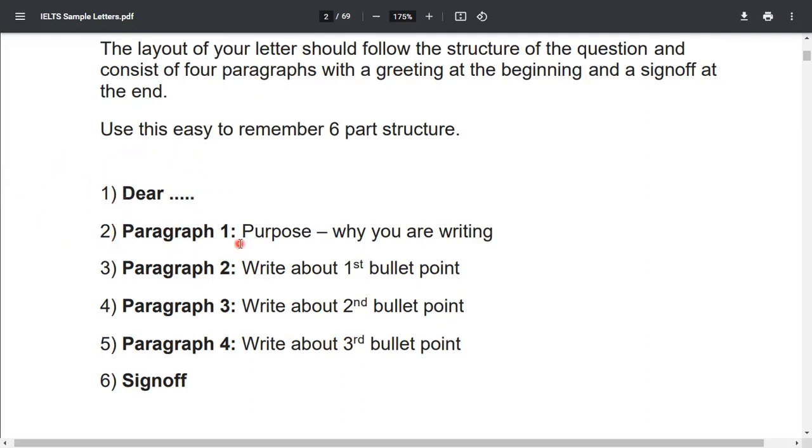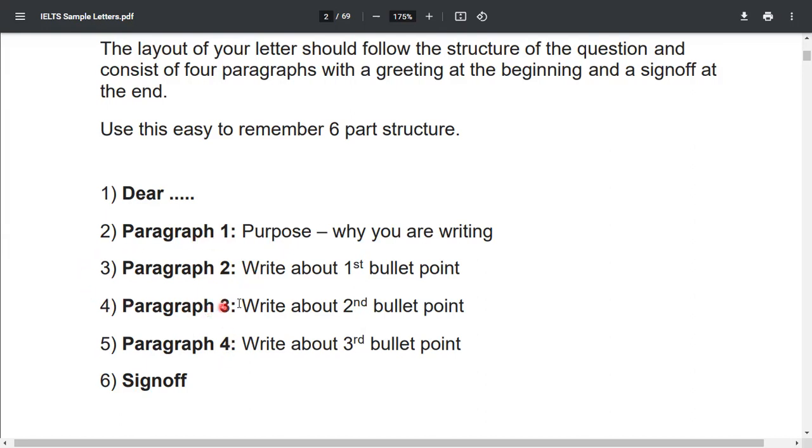And then you have paragraph 1, which is the purpose sentence. You need to write a short sentence answering why you are writing the letter. So it's actually excluded from the 3 questions. You have to write this yourself. So you have to write an intention or a purpose sentence saying, why am I writing the letter? And then we have paragraphs 2, 3, 4.